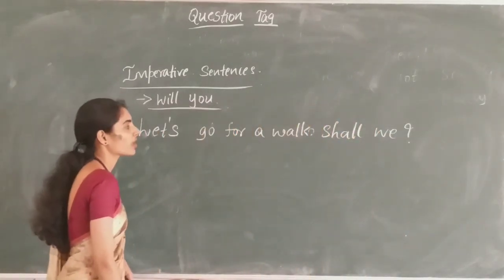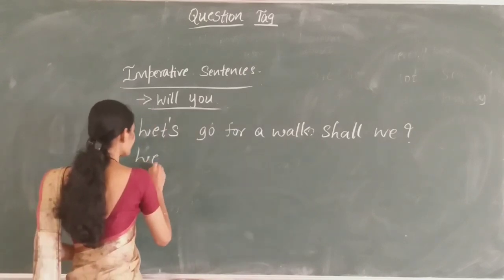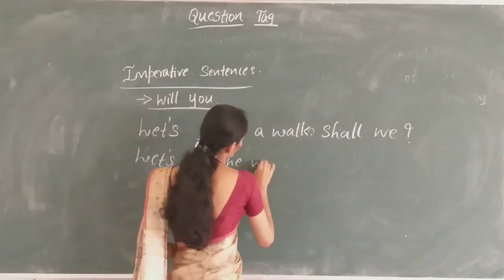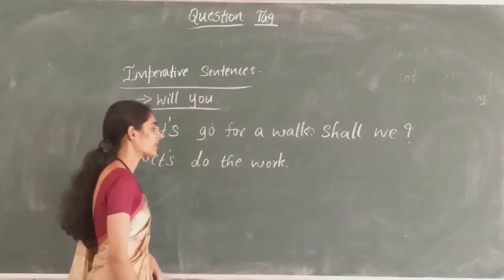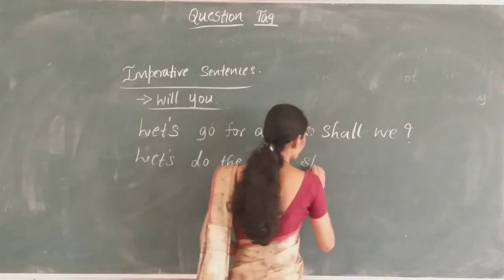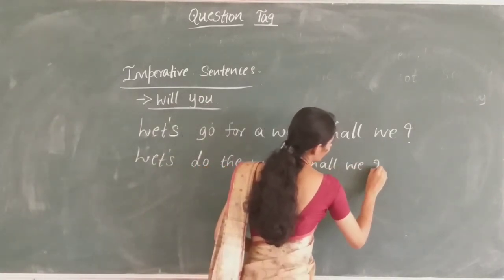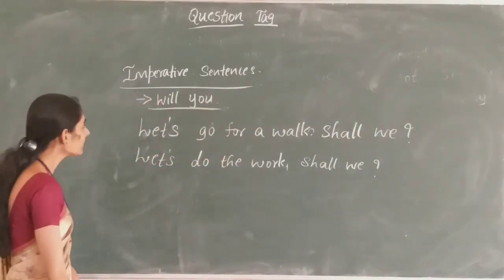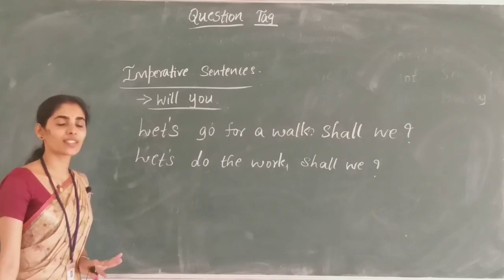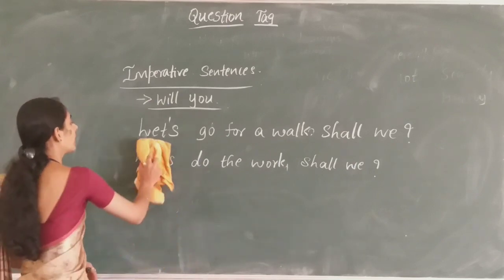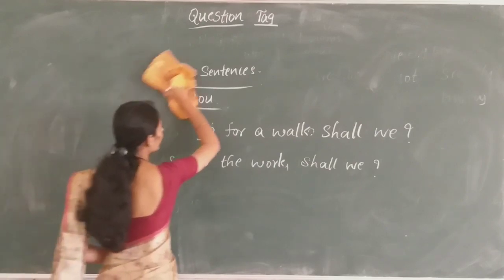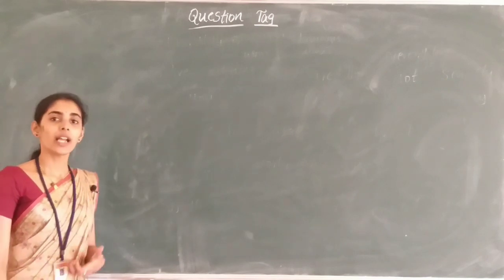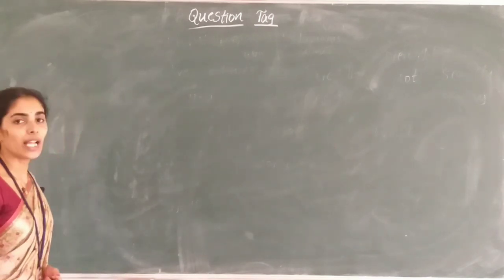So let's go for a walk. Shall we? Let's do the work. Shall we? In this way. So this is again very simple. So this is all about three forms of question tag. Please remember all these forms. This is very simple to score again. Let's look at some more examples and then we'll start the discussion.